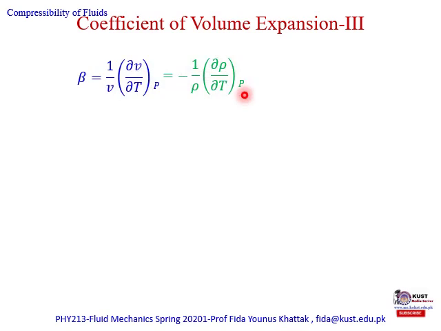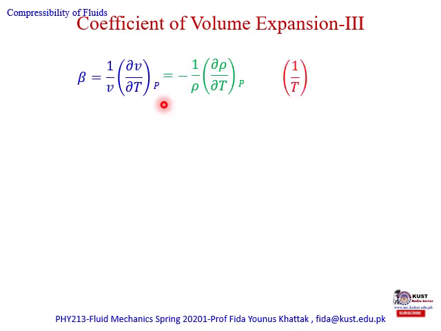You may have noticed something here: the expression in terms of density has a negative sign, while the expression in terms of the volume does not, contrary to what we had in the isothermal compressibility case. In case of isothermal compressibility, remember, we had a negative sign here or a positive sign here. The reason is that when you increase the temperature, the volume also increases, so you have a positive sign. When you increase the temperature, the density decreases, so you have a negative sign.